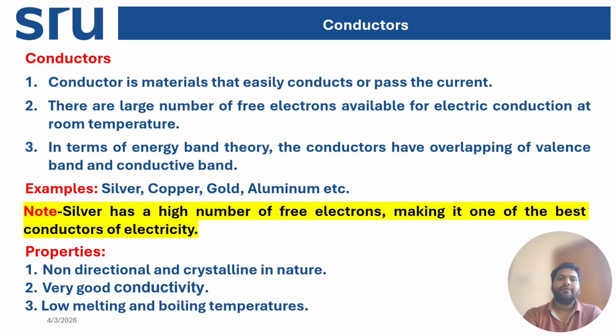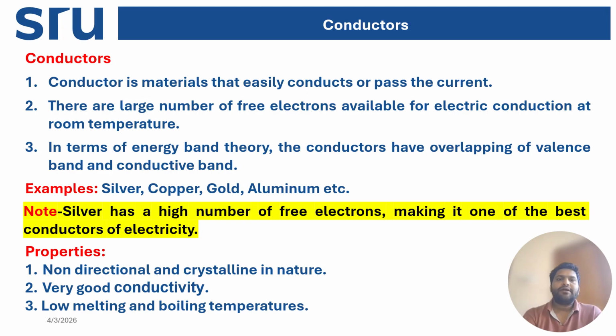Some common examples of conductors are copper, aluminum, silver, gold and iron. Among these, copper is widely used in electric wiring because it has high conductivity and is affordable. Silver has even higher conductivity than copper, but it is expensive, so it is used only for special applications.